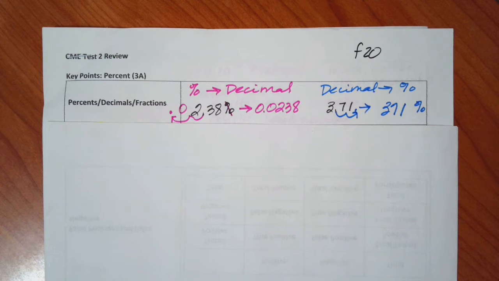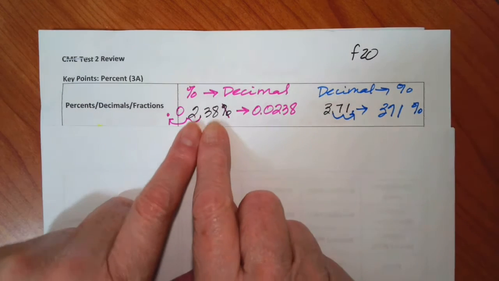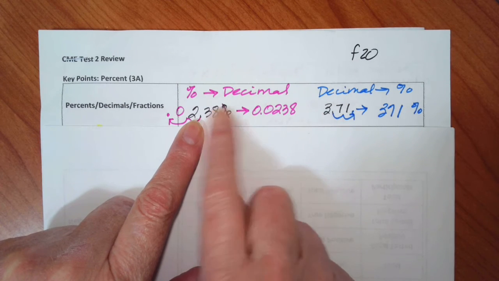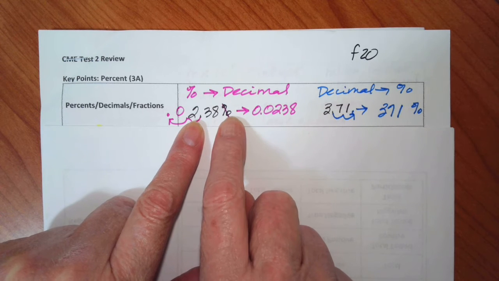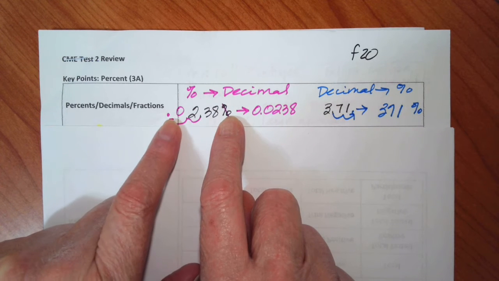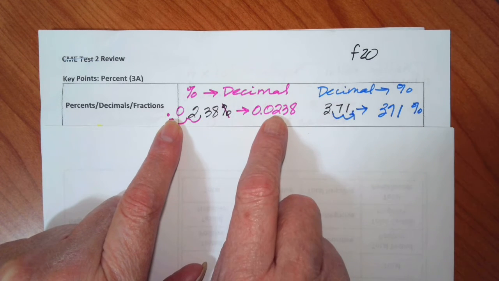The whole thing deals with percents and decimals and that sort of thing. So we want to know how to go back and forth between percents, decimals, and fractions. The key here, of course, is going between percents and decimals. So if I start with a percent to go to a decimal, I get rid of the percent sign, I move the decimal 2 places to the left, and then fill in any zeros.